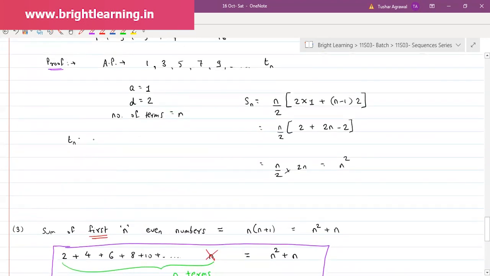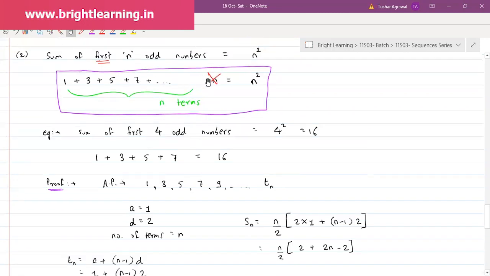And in case of the odd numbers, Tn is equal to a plus n minus 1 d. A is equal to 1, n minus 1 into 2, d is equal to 2. So this turns out to be 2n minus 2 plus 1, which is 2n minus 1. So this is the actual value of the last term. So here you can write 1 plus 3 plus 5 plus 7, 9, and so on, up to 2n minus 1.